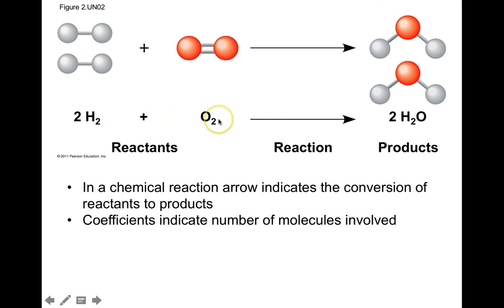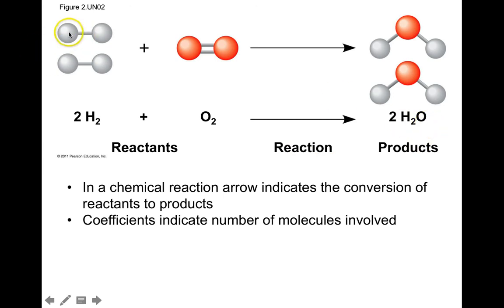2H2 plus O2 gives 2H2O. This is how we represent a chemical reaction on paper. Two hydrogen molecules and one oxygen molecule, these are gases, when you mix them in a test tube, a reaction occurs which will form two water molecules, 2H2O.